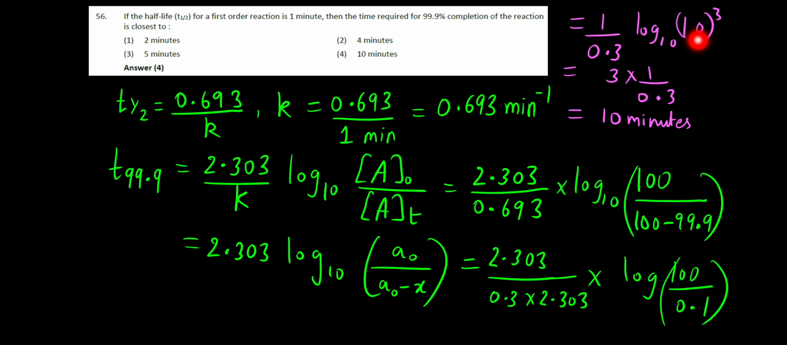So for log of a raised to m, this power we can bring here. Okay, and here 0.693 I can write as 0.3 into 2.303. So this 2.3, 2.3 get cancelled. Answer comes out to be 10 minutes, that is option 4.